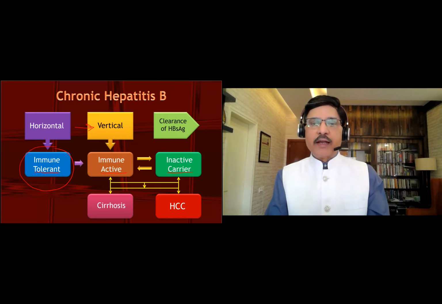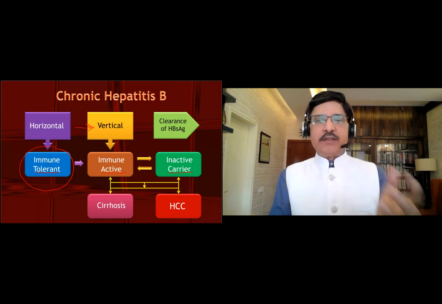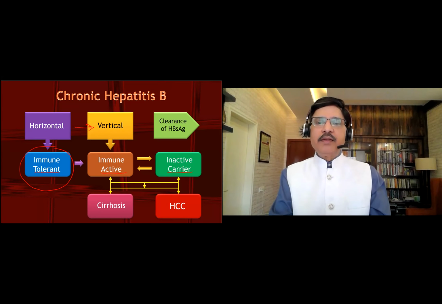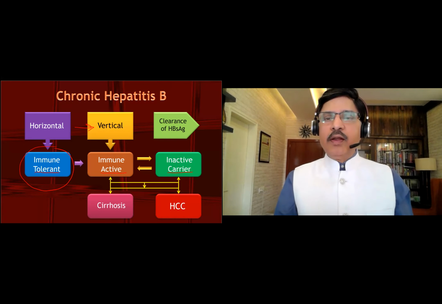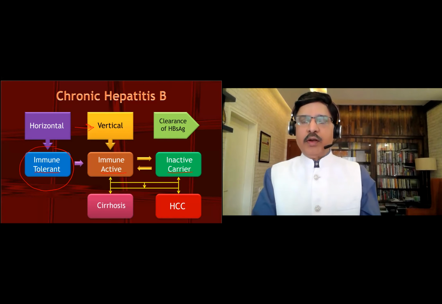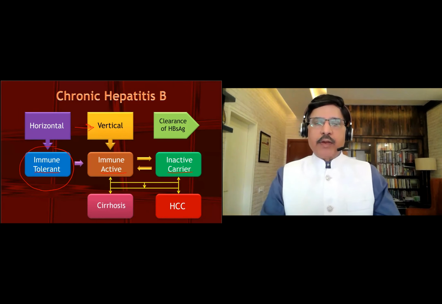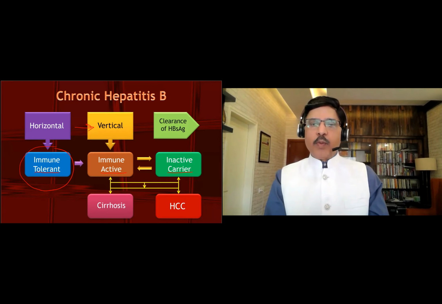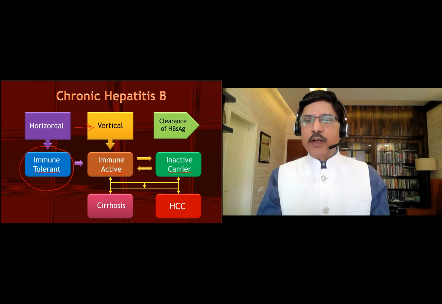Then immune active. The immunity is there, but the immunity is taken over by the virus. Virus multiplication occurs. Active disease is there. Liver injury starts occurring. The inactive carrier is the fellow having only the virus and no liver injury at all, and there is no active immune response going. Okay, now immune active can go into cirrhosis, inactive carrier can go into HCC or vice versa, and cirrhosis and HCC are interrelated. HCC is hepatocellular carcinoma.